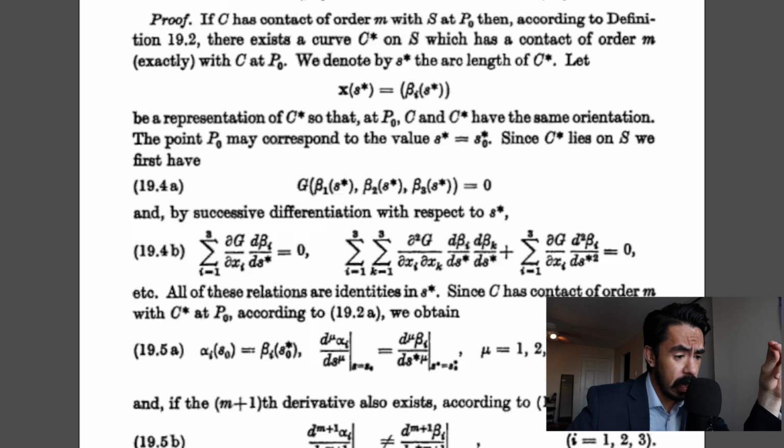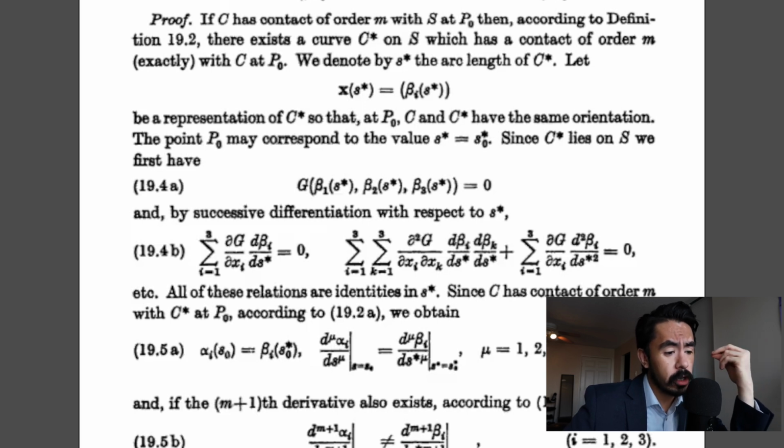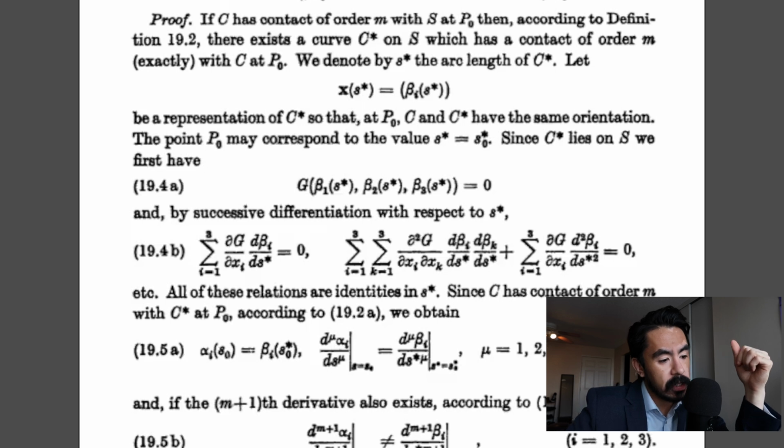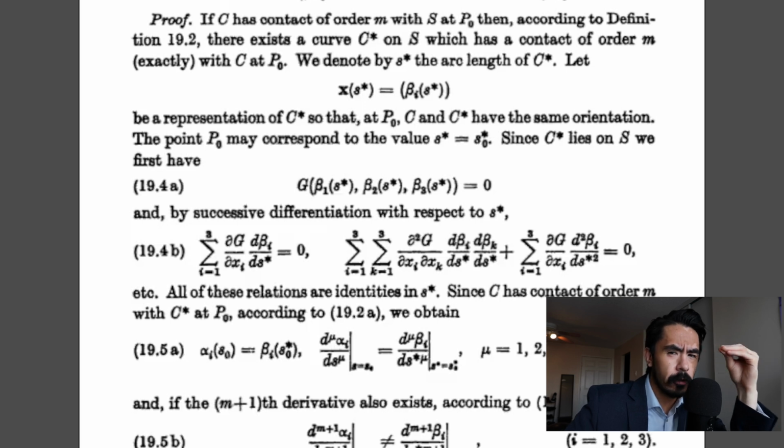Since C star lies on S, we first have that the function g evaluated in the first dimension at the function beta 1 of s star, in the second dimension at the function beta 2 of s star, and in the third dimension at the function beta 3 of s star, this function g entirely evaluates to 0. And by successive differentiation with respect to s star, we obtain these at first horrendous looking sums, but I'm going to explain what these are.